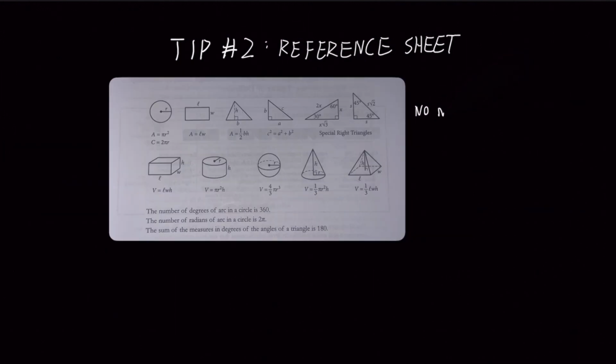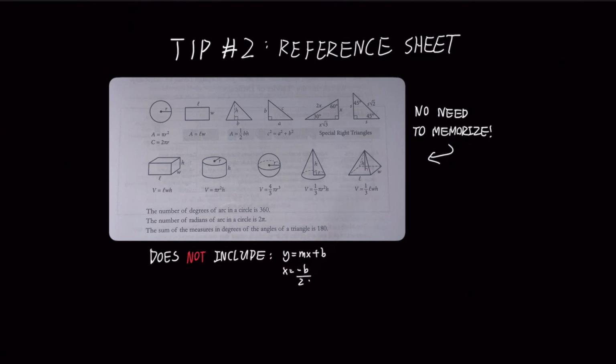So what does this mean? This means that you should not be spending your time memorizing the formulas already given on the reference sheet. Instead, spend your time on the ones that are not provided. This includes stuff like y equals mx plus b, x equals negative b over 2a, the quadratic equation, and the list goes on. So if you're going to spend your time memorizing formulas, it's going to be these ones that are not included on the reference sheet.